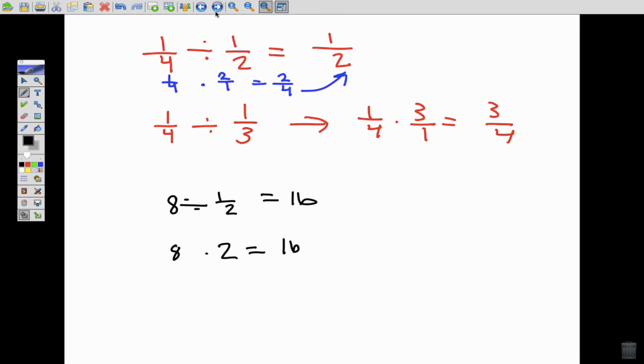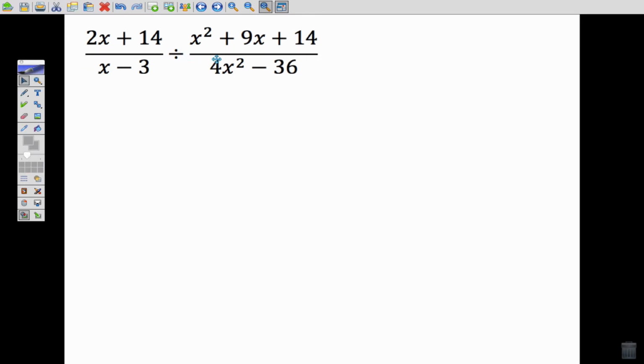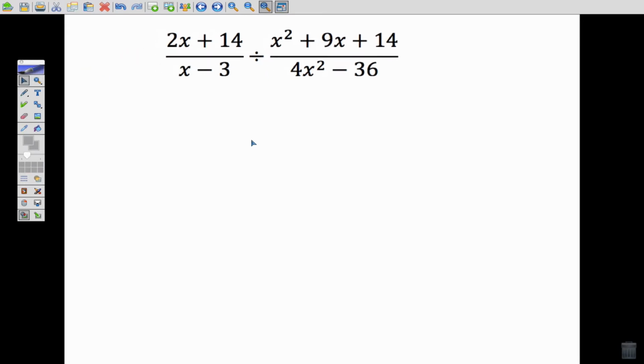So let's look at a typical problem you could see. Okay, so here we have this rational expression, and you should pause the video and factor everything that you can, and then when you're done with that, press play, and we'll continue to go through it. All right, there's a lot of factoring we can do on this one.